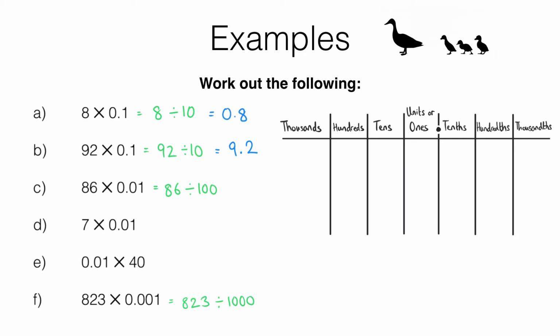Let's have a look at question C next. We've got 86 times 0.01. So that's the same as 86 divided by 100. And I need to remember to move each digit two place value columns along to the right. So I've got 8 in the tenths column and 6 in the hundredths column. I mustn't forget this decimal point, and I need a placeholder 0 there because I don't like starting a number with a decimal point. So 0.86 is the answer I'm looking for.